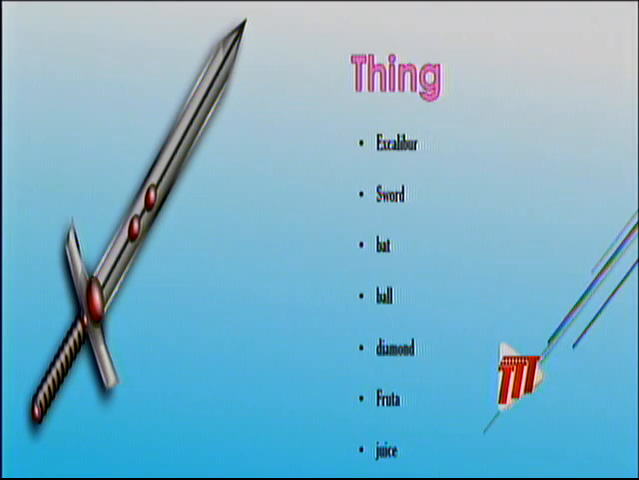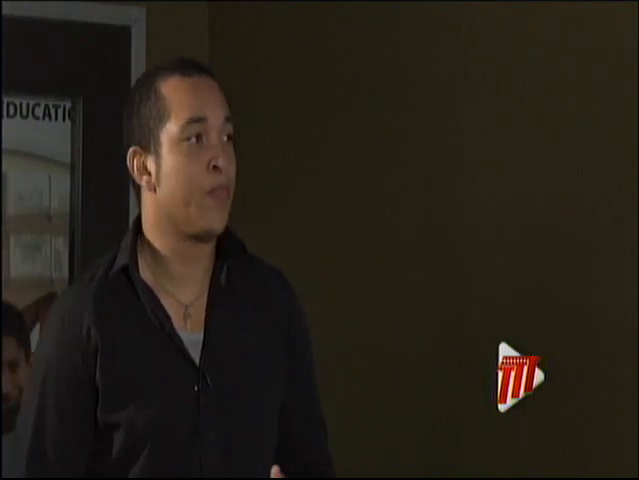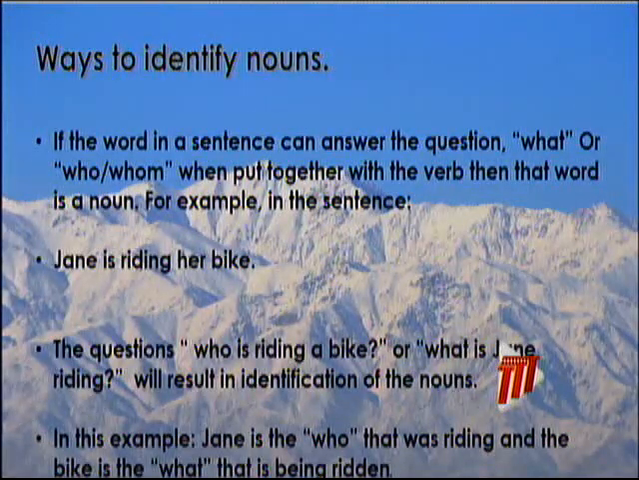So now that we have established what a noun is, what we are going to do is to find some ways that we can identify nouns in a sentence. So if the word in a sentence can answer the question, what or who/whom, then that is a noun. So we have a sentence here. Jane is riding her bike, right? So if we are asking the question, who is riding the bike? Then the answer to that question would be Jane. Jane in that sentence would be a noun. So that is one way of helping us to identify what the noun is, right?